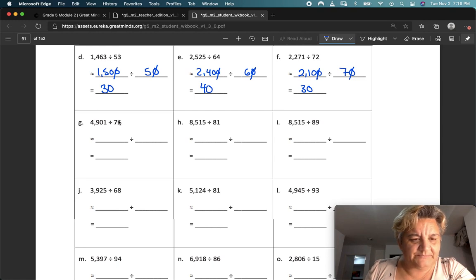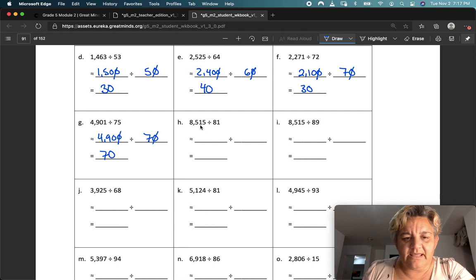Okay, let's see. If I round this down to 70, I can keep this at 4,900. And 7 goes into 49, right? So I'm going to take that 0 and this 0. 7 goes into 49 7 times and bring down the leftover 0. 70. And let's see, I could go all the way down to 8,000 divided by 80. Or I could go 8,800 divided by 80. Let's do that. That's a nice divisor. Okay, I'm going to take that 0 and this 0, and 8 goes into 88 11 times and bring down the 0.